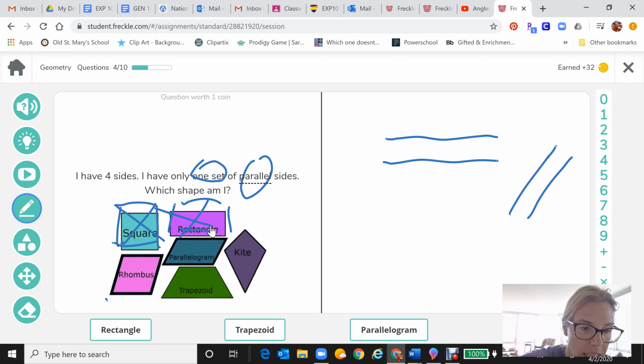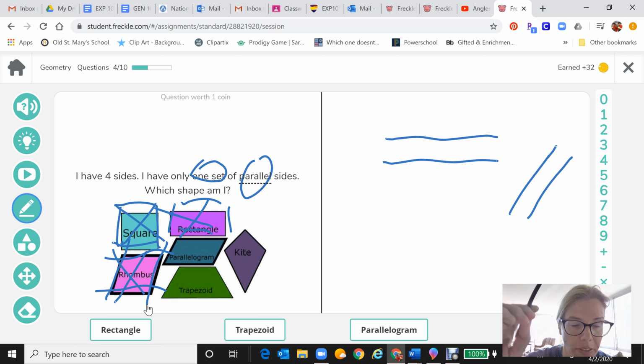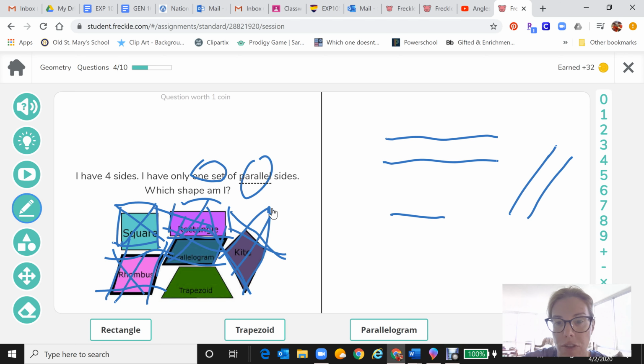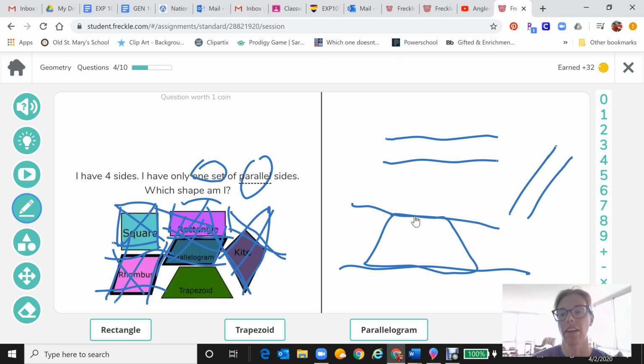Let's look at the rhombus. These are parallel, these are parallel, so definitely not count that. Parallelogram. These are parallel, these are parallel. Okay, no. The kite, these are intersecting lines, and these are intersecting. So that's a definite no. And that leaves us with a trapezoid. Okay, so with a trapezoid, your set of parallel lines are here and here. Okay, so yes, it does. It has one set, and it has parallel lines.